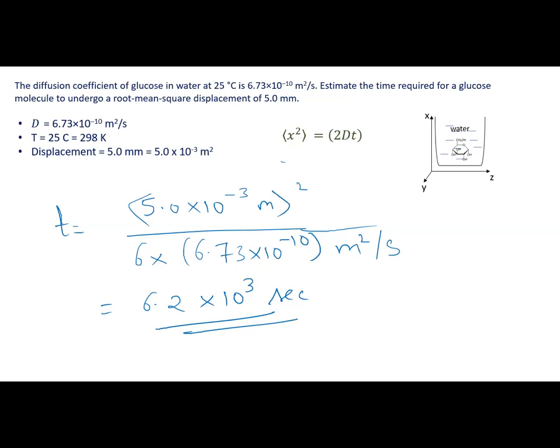So from this equation, if we are given the time and the diffusion coefficient, we can calculate the root mean square displacement, or if we are given the root mean square displacement, we can calculate the time based on the diffusion coefficient.